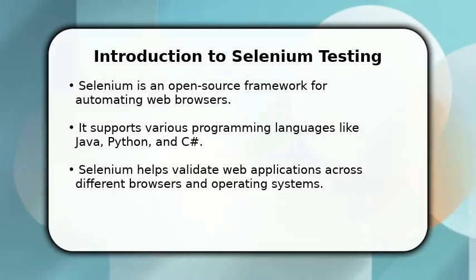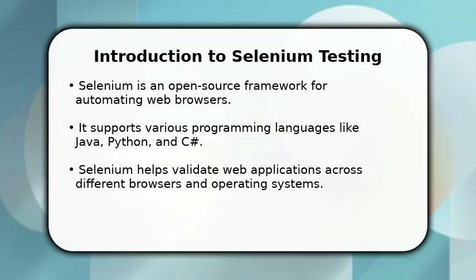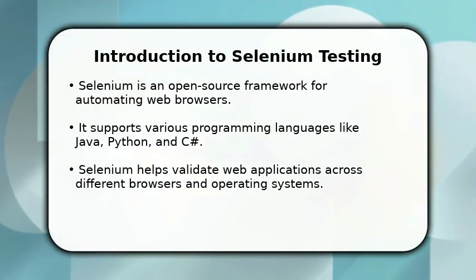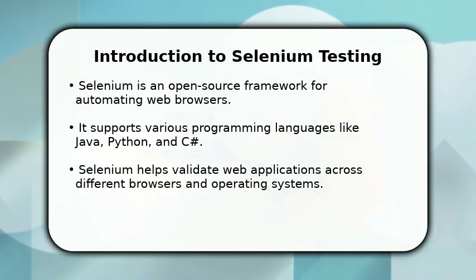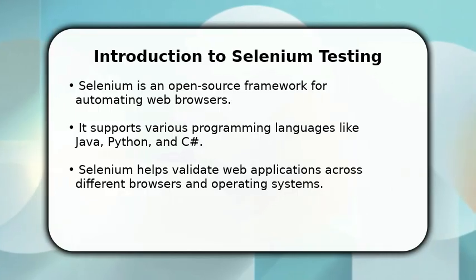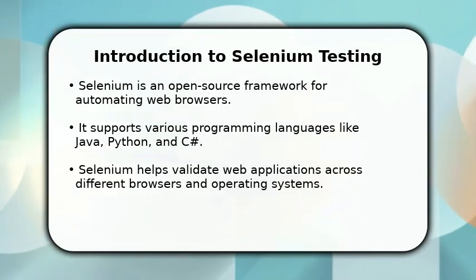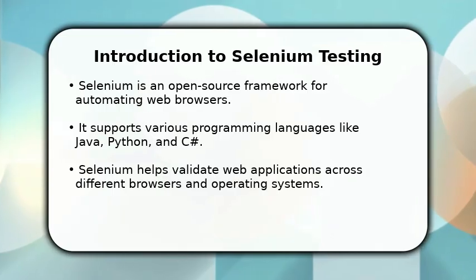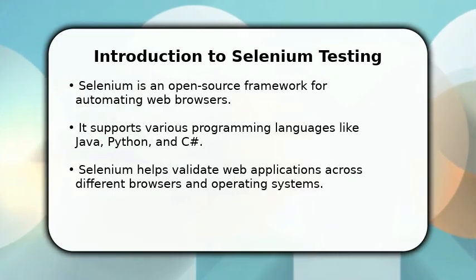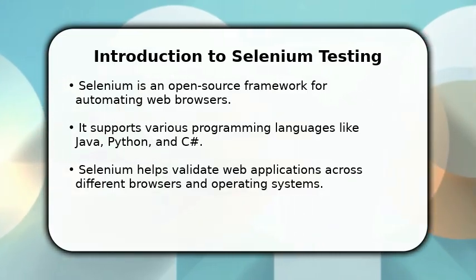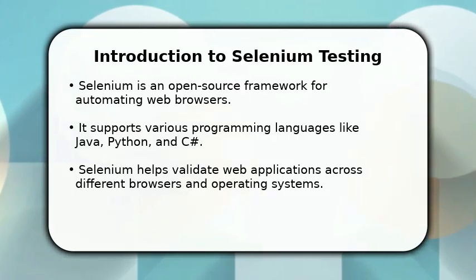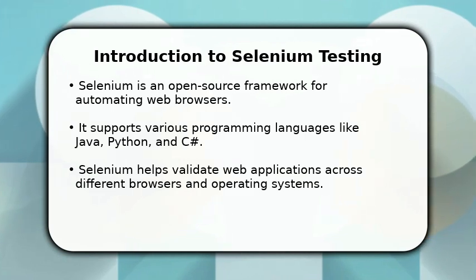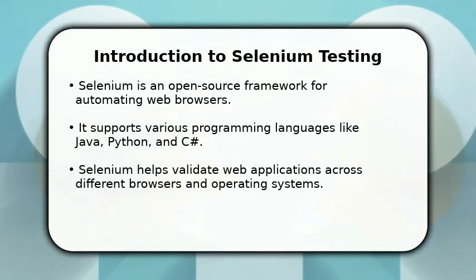In this video, I will explain how to do Selenium automation testing. Selenium is a powerful, open-source tool designed for automating web browsers. It allows you to write scripts in popular languages like Java, Python, and C# to interact with web elements. This framework is essential for validating web applications across various browsers and operating systems, ensuring consistent functionality and user experience. It's a fundamental skill for modern software quality assurance.